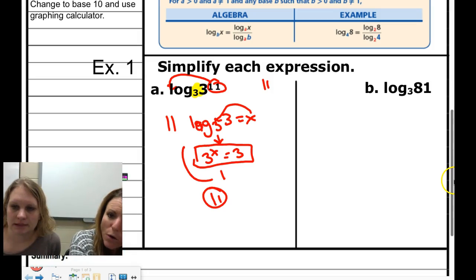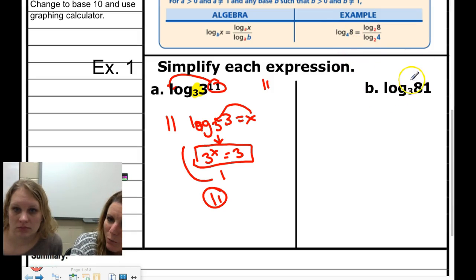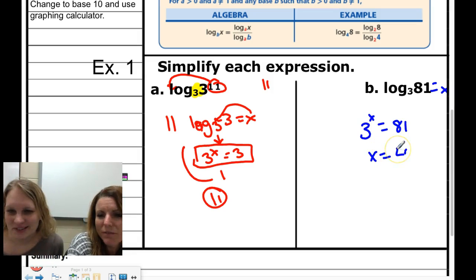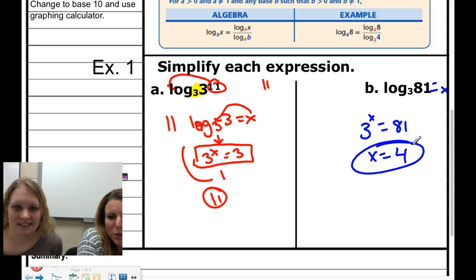Okay, now look at B. So now I can't use a property. So now guess what we do? We change it to exponential. So we set that equal to x. 3 to the x power is equal to 81, and you ask yourself, 3 to what power is 81? It's actually 4. 3 times 3 is 9, times 3 is 27, times 3 is 81. So the answer is 4. You're done. So you can't always use the property, but you're always changing a log to exponential form.